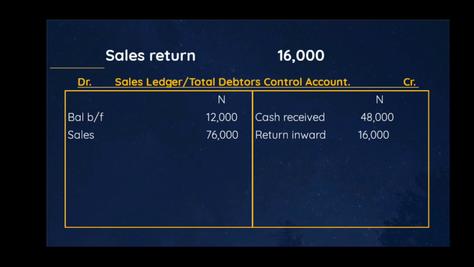The next entry, sales return. Return happens when customers return some goods. The sales return is also known as return inwards, but when a business returns goods to the supplier, that is called return outwards. So you should take note of the difference between the two. In this case, return inward will reduce the amount of debt of the customer, so it will be credited to the account. Return inward, 16,000 naira.